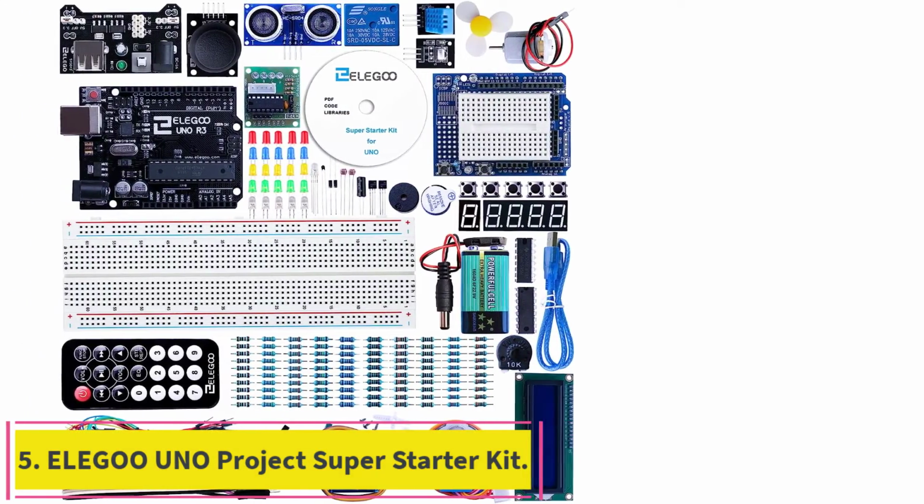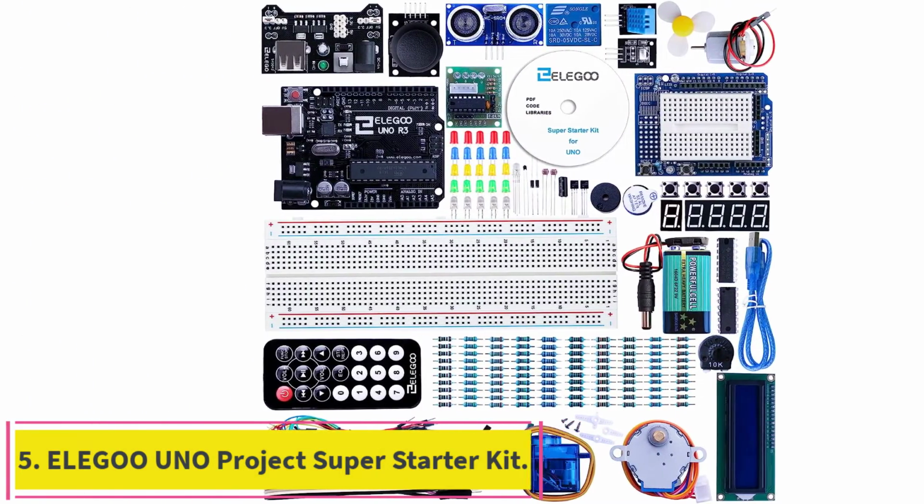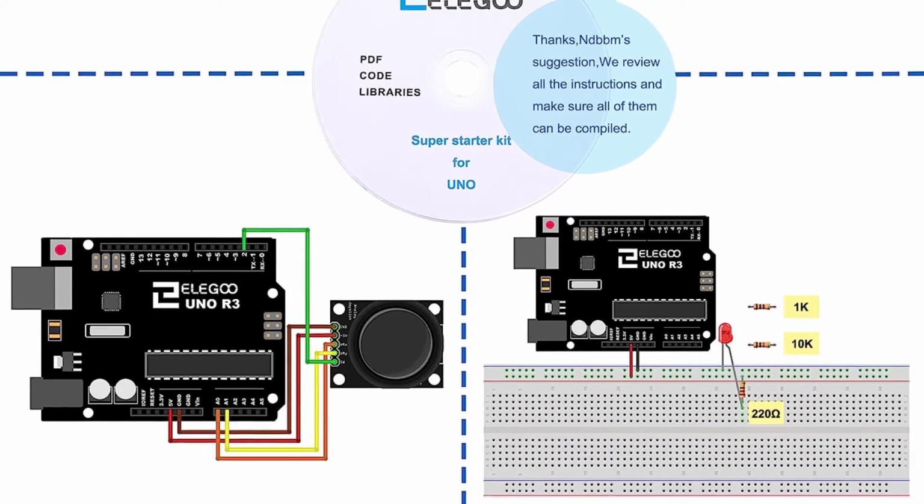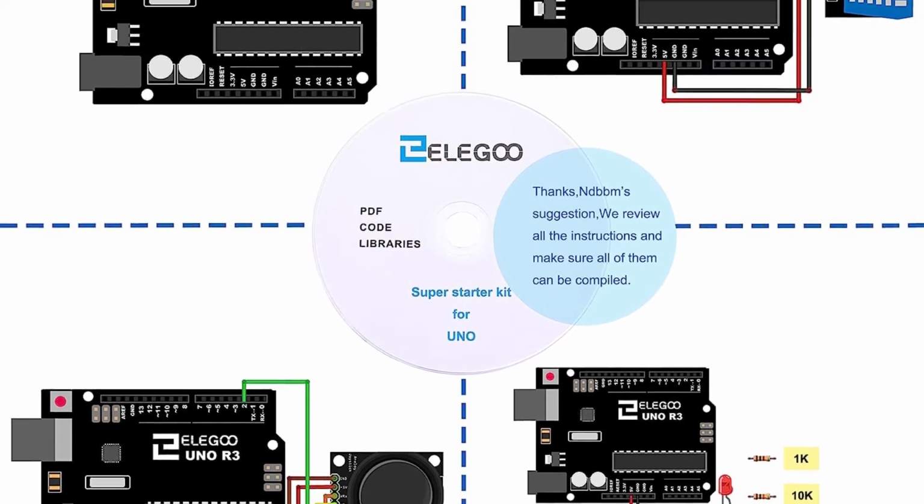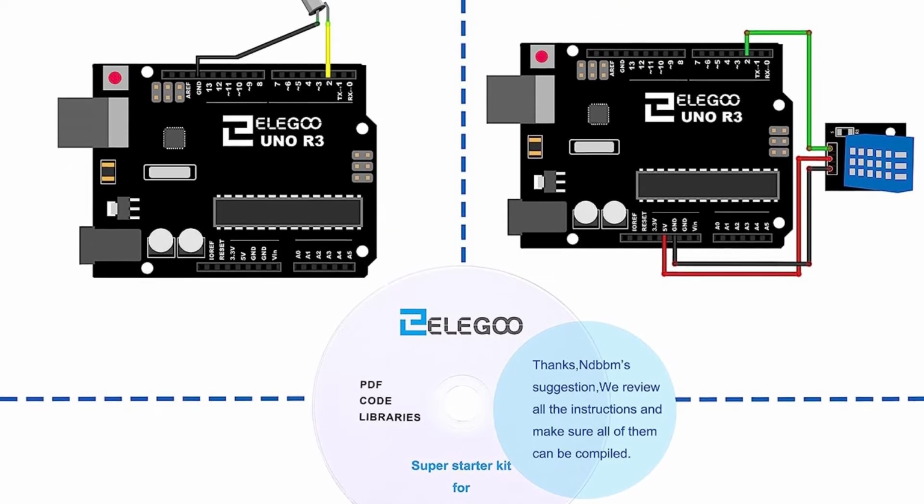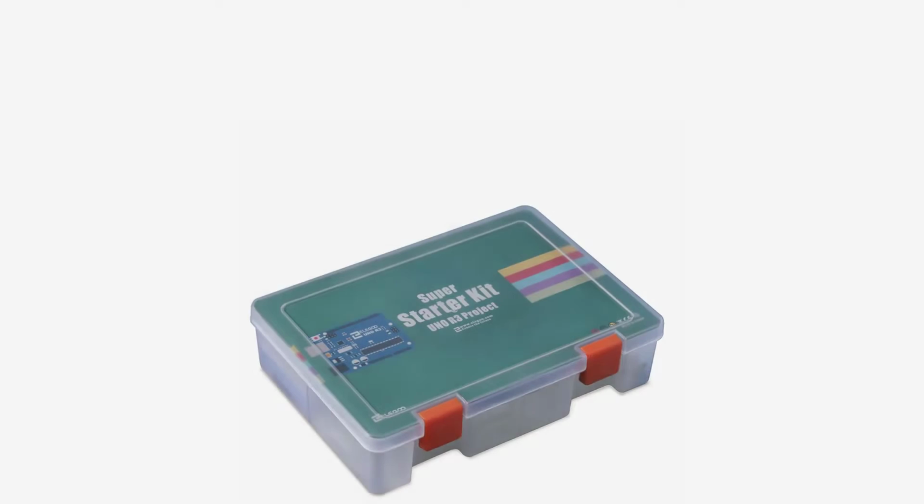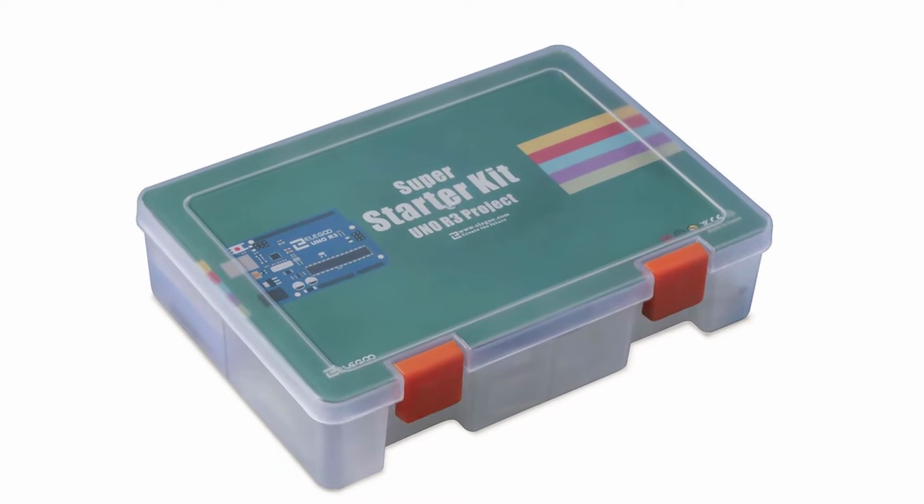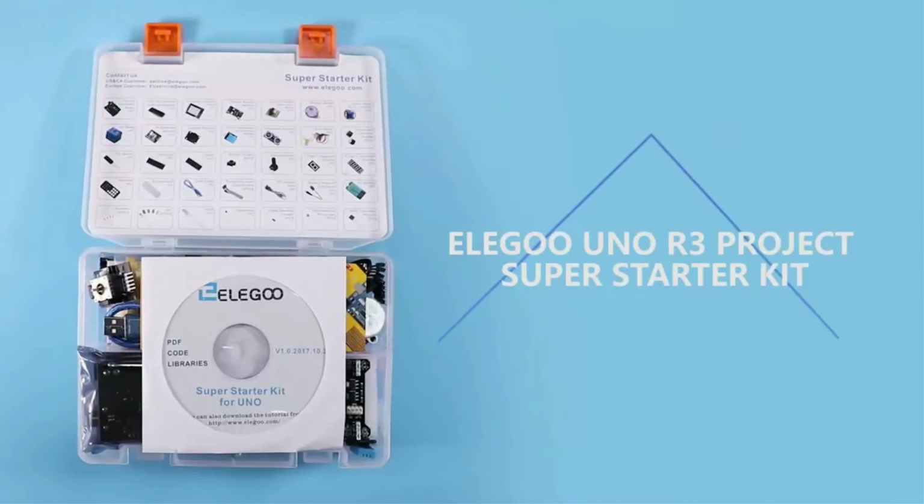Number 5, Elegoo Uno Project Super Starter Kit. The LCD module that's included with the Elegoo Super Starter Kit boasts a pin header that makes it so you don't have to solder it yourself. It also has a numerical display that can show up to 4 digits, as well as an expansion breadboard. Free PDF tutorial with more than 22 lessons, and a clear listing in a nice package.